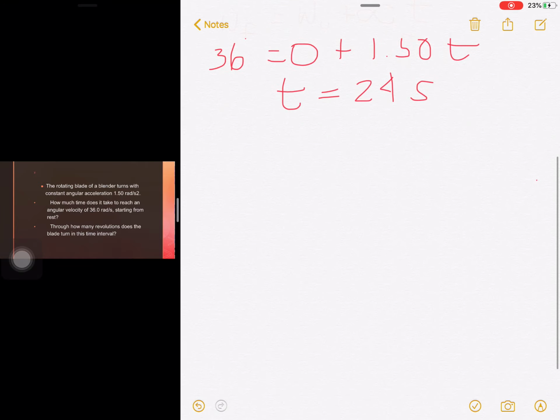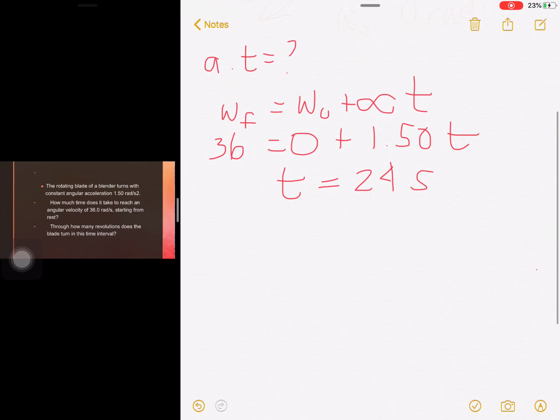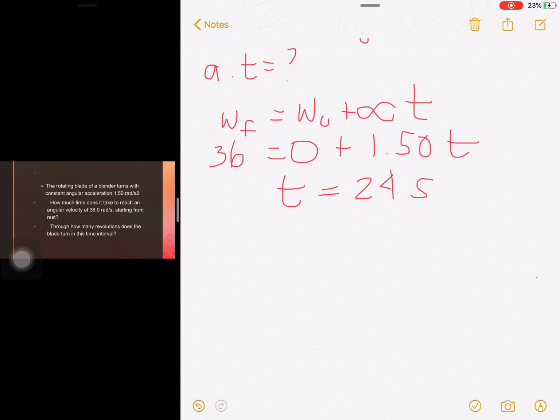Now for letter B, since we are being asked about how many revolutions does the blade turn in this interval, please take note that revolution is a unit for rotation angle. Okay? So what we need to find first is the total angle covered by your blender using the given that we already have.